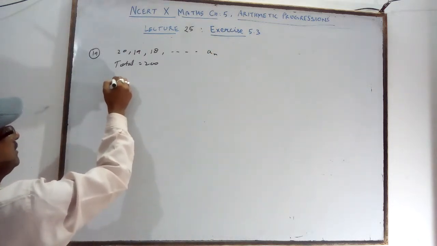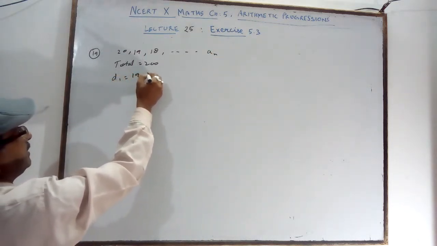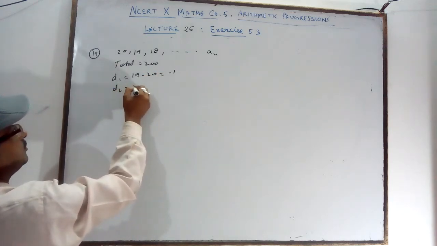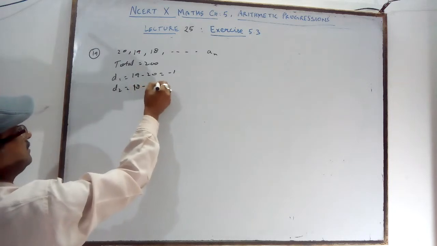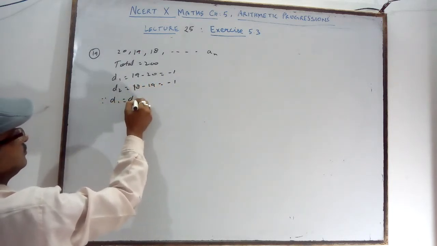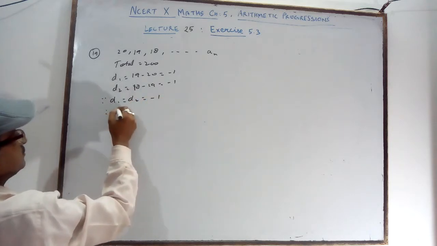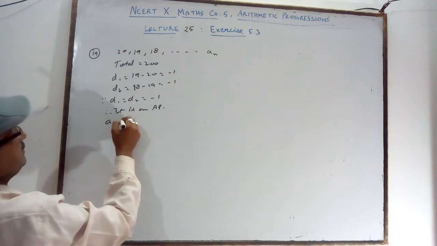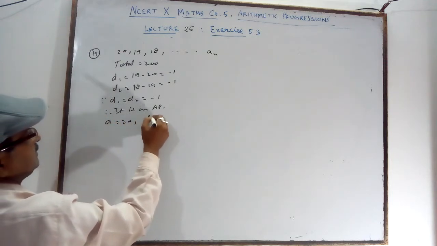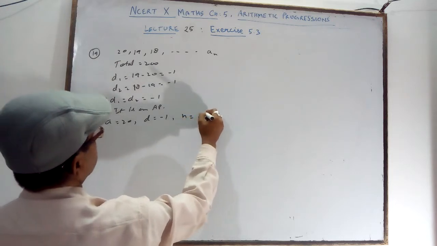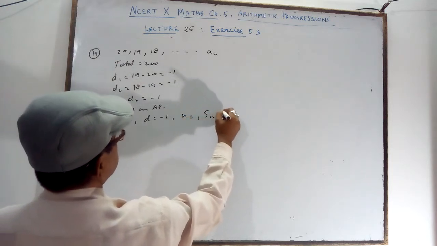First prove that it is an AP. d1 is 19 minus 20, which is minus 1, and d2 is 18 minus 19, which is minus 1. So d1 is equal to d2, equal to minus 1, so it is an AP. If it is an AP, then what is a? 20. What is d? Minus 1. What is n? Not given. What is Sn? Given 200.